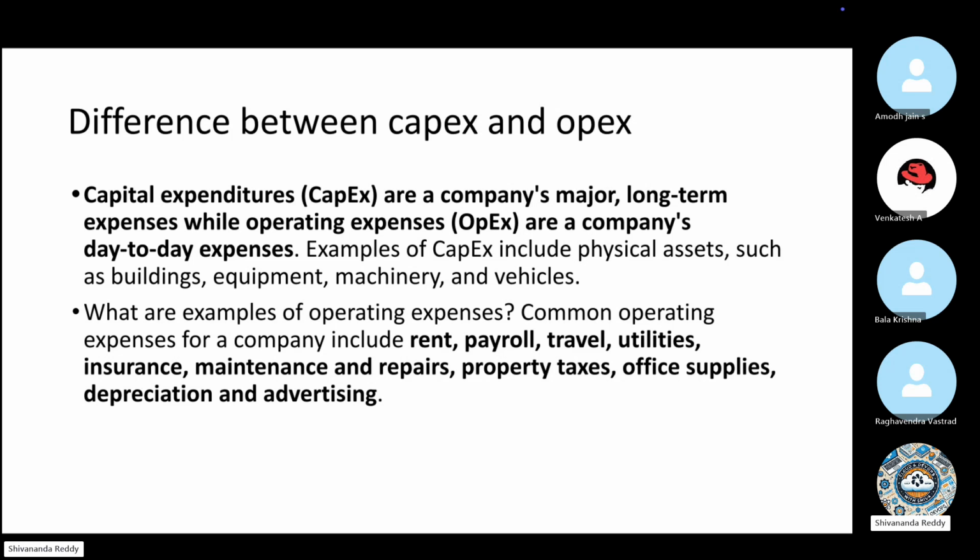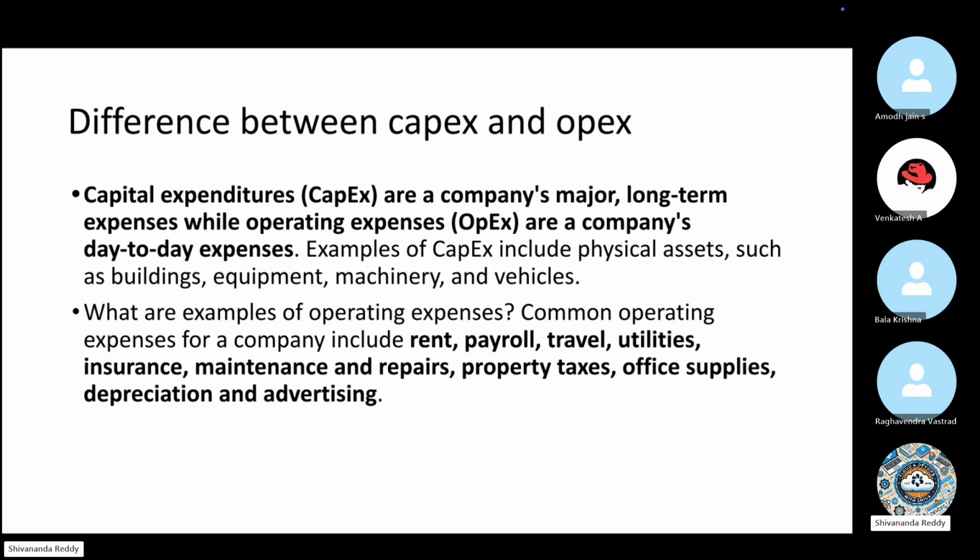Then what are the CapEx things, capital expenditure things? A one-time purchase; you don't need to purchase every moment. For example, today if you purchase a building, then you are not required to purchase another building again. If the same building is able to accommodate, another building is not required. That is called CapEx.